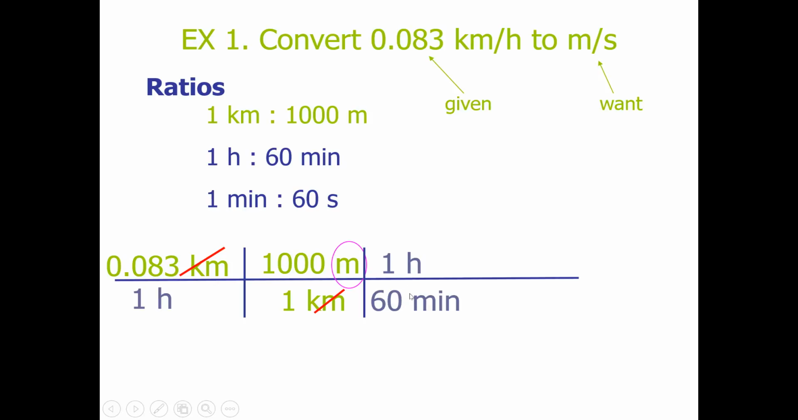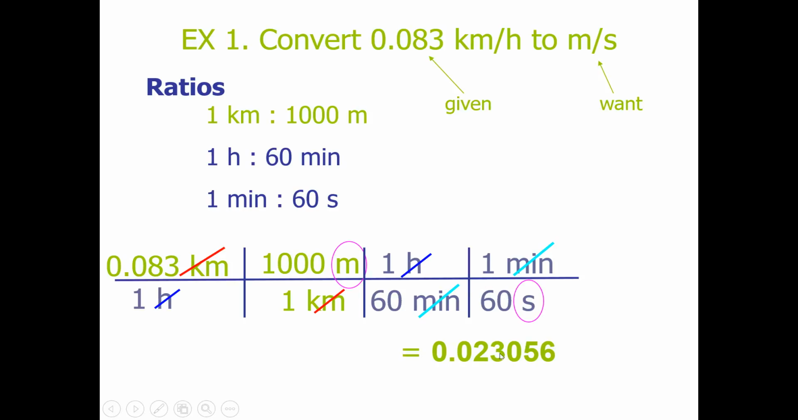Remember, everything above and below is a ratio, and hours cancels out with hours. So far, so good. Minutes need to cancel out with minutes. Here's where I'm pulling that minute conversion, and 60 seconds goes in the denominator. Just to double check, my units cancel out diagonally, leaving me with seconds in the denominator, and I have meters over seconds, which is what I wanted, so that's good. Now for the numerical answer, I'm typing in my calculator 0.083 times 1,000 divided by 60 divided by 60. Here's my numerical answer. I want a unit of meters per second.